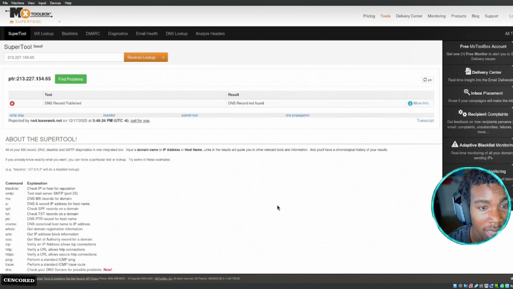And here you can see that it found no DNS records even published for that sending server. So that right away tells me that number one, it's not associated with the mos.it domain. And number two, if there's no DNS records published, that tells me more than enough about how credible or how legitimate this sending server is.